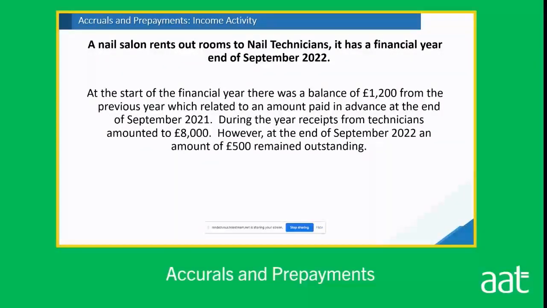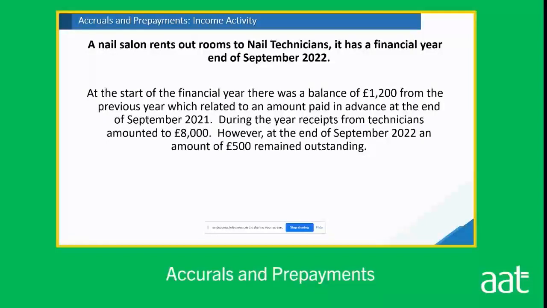A nail salon rents out rooms to nail technicians. It has a financial year end of September 22. At the start of the financial year, there was a balance of £1,200 from the previous year, and that related to an amount paid in advance at the end of September 21. During the year, receipts from technicians amounted to £8,000. However, at the end of September, an amount of £500 remained outstanding.